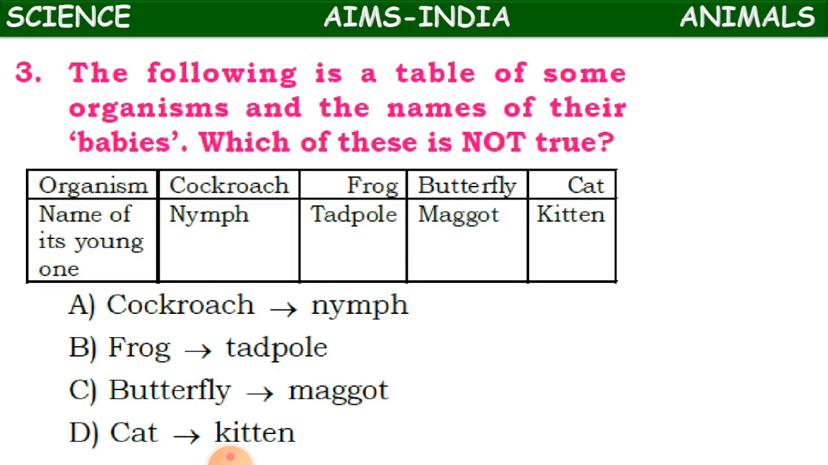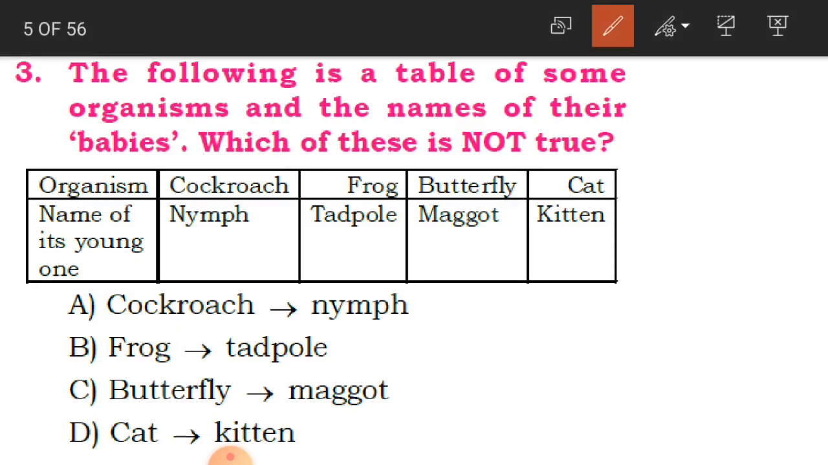The following is a table of some organisms and the names of their babies. Which of these is not true? Here we have the name of the organism and the names of the babies. We have to identify which one does not match, that is, which is not true. Okay children, if you see here, cockroach is for nymph, frog is for tadpole, butterfly is for maggot, cat is for kitten. From this, which is the wrong option?